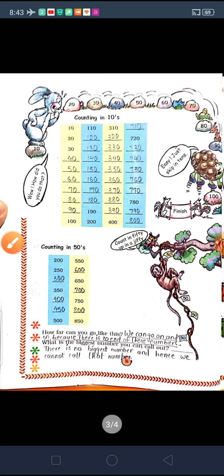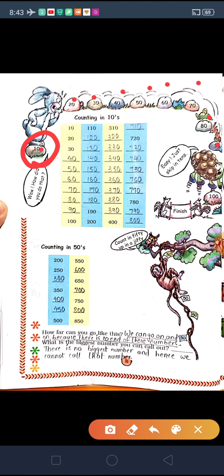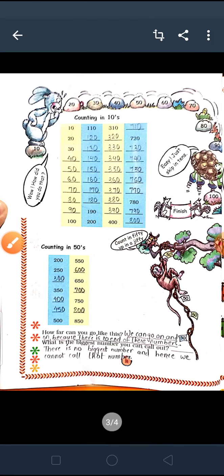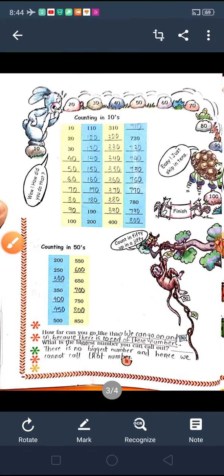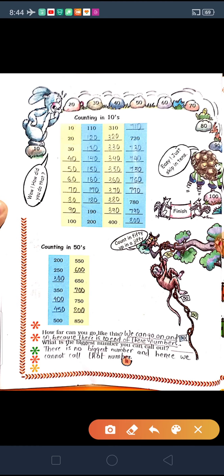Let us go to the next page. What is given in this? Now as you can see here, this rabbit is climbing from 10, 20, 30, 40, 50, 60, 70, 80, 90 and 100. Here it is finished. So how many is he skipping? He is counting in tens, as you can see. Counting in tens means whichever number is given, add 10 to that number and go on adding 10, you will get the next number.